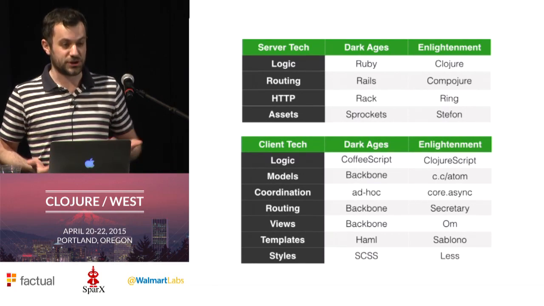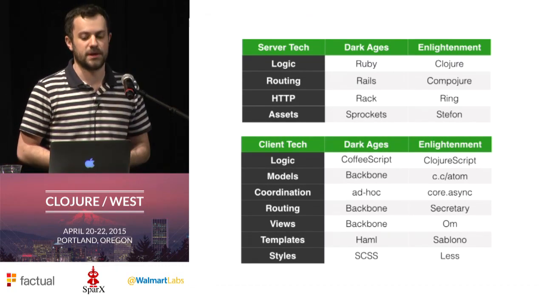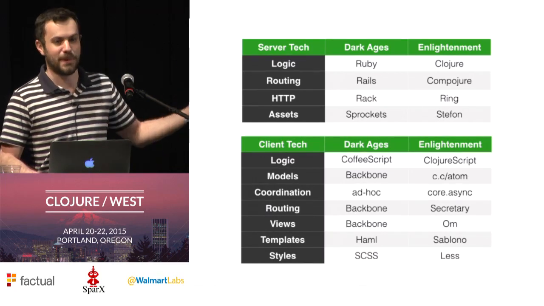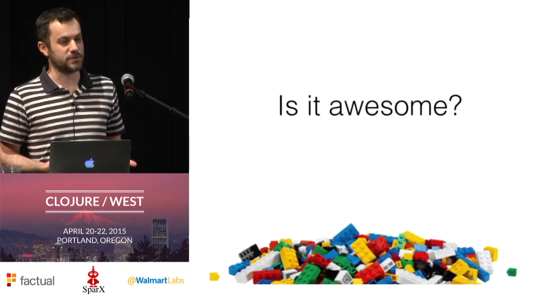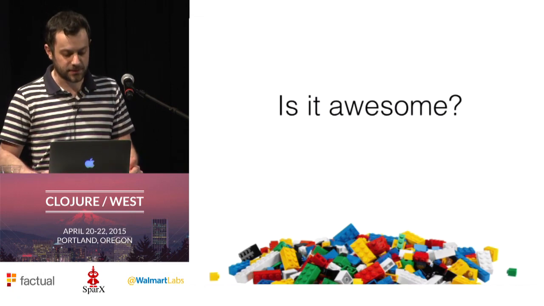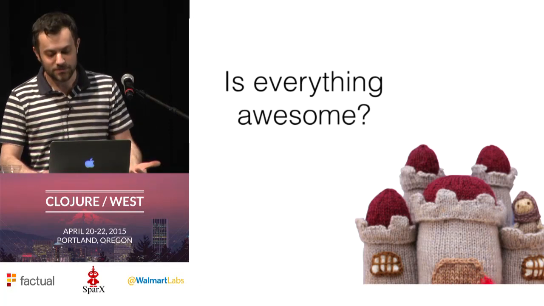We use a bunch of simpler stuff, not the least of which is Om and React. And so the question is, now that we've made this switch from Rails and Backbone, is it awesome? Are we happy with this? Are we glad we've done this? And the answer is, yeah, it's pretty awesome. But not everything is awesome.